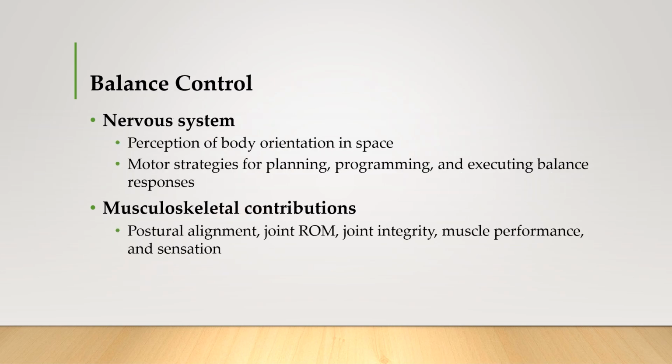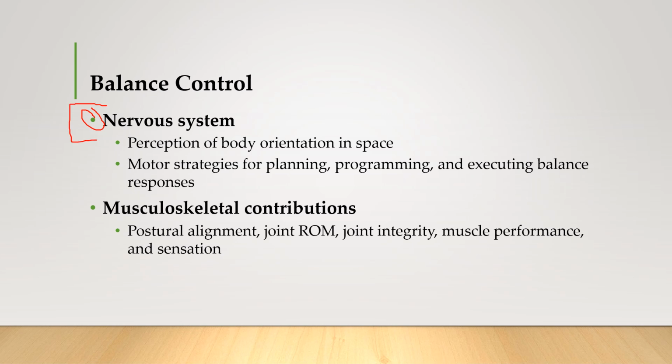So let's look at balance control. There's a lot of different components that go into maintaining balance and having good control over that. First one we're going to talk about is the nervous system. So the nervous system helps us maintain a perception of our body orientation in space. And it helps with motor strategies for planning, programming, executing balance responses. So the nervous system plays a really large role in balance control.